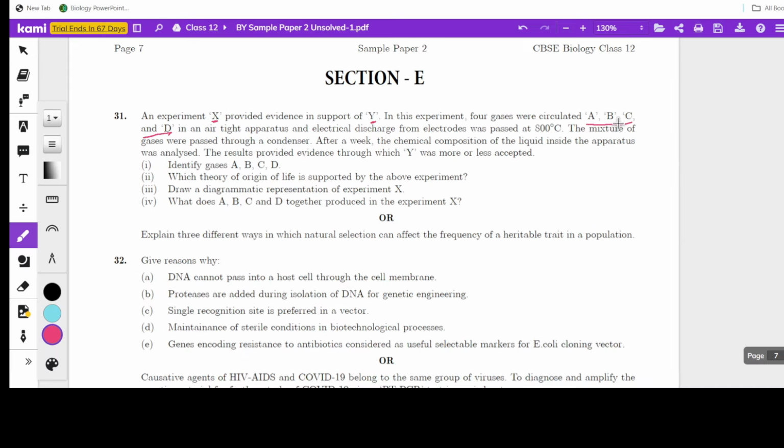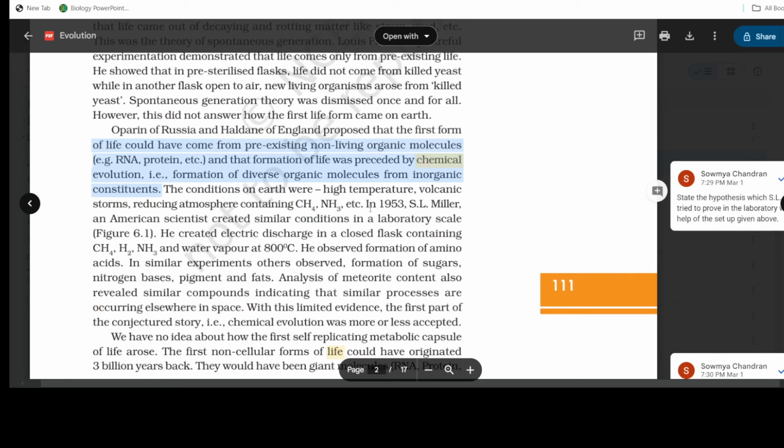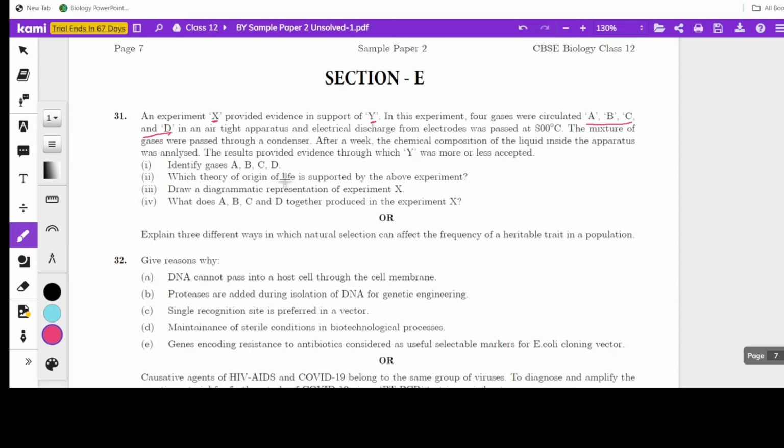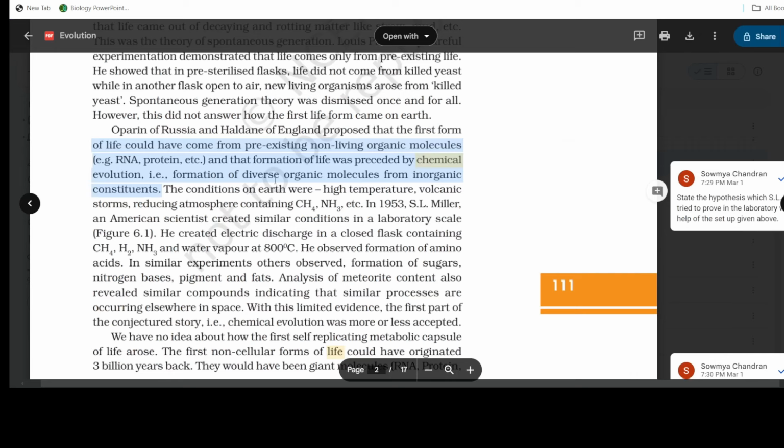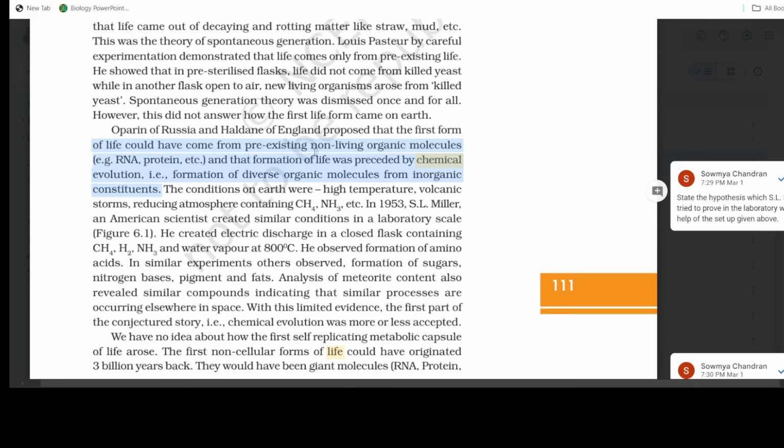Now in this experiment, four gases were circulated in an airtight apparatus, and an electric discharge from electrodes was passed at 800 degrees Celsius. So the four gases are methane, hydrogen, ammonia and water vapor, at 800 degrees Celsius. Which theory of origin of life is supported by the above experiment? This is the theory stating that life has come from pre-existing non-living organic molecules.